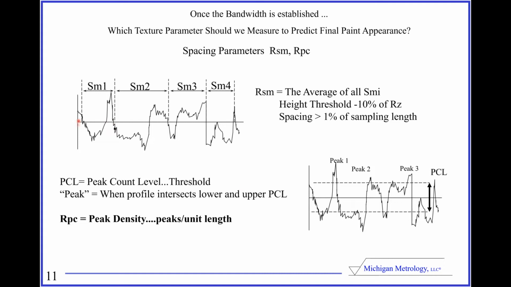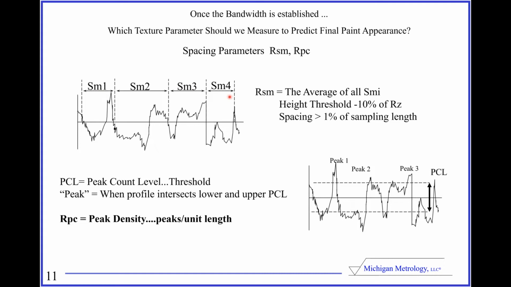So when you look across the surface, you look at where the profile crosses the mean line, and you add up those lengths and divide by the average number of cutoffs, or average number of sample lengths here. So there's SM1, SM2, add up those lengths and then just divide, in this case, by 4.